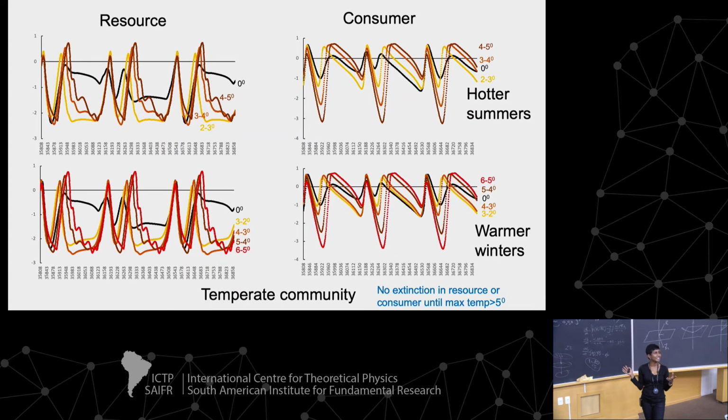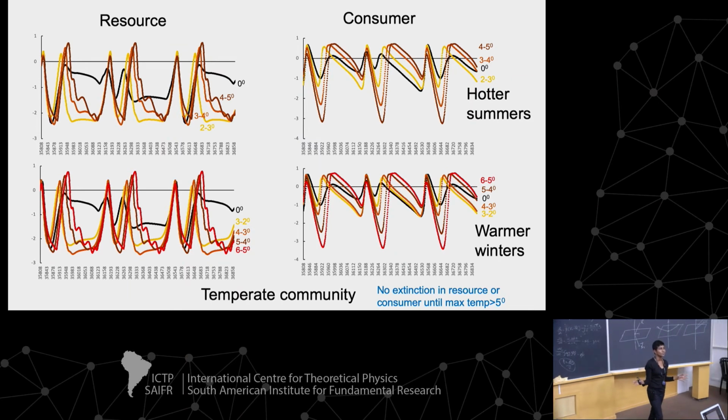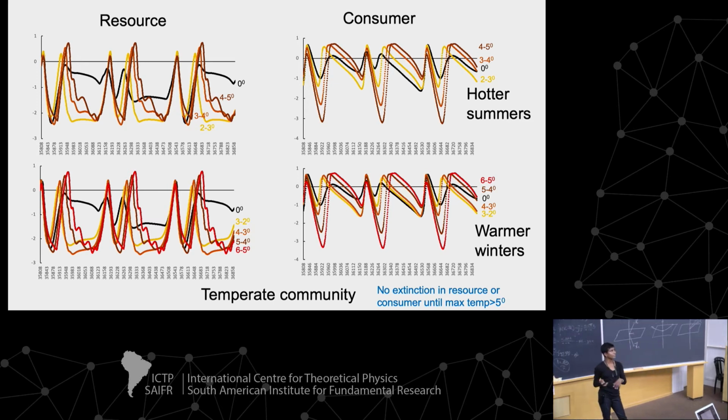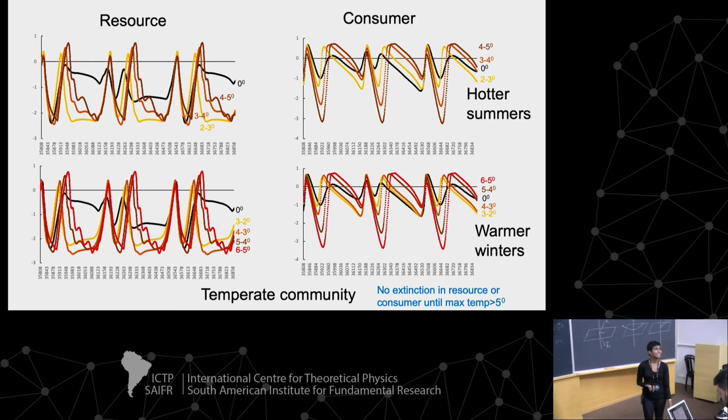They fluctuate seasonally or with some periodicity, but you don't see a signature of the kind of dynamics you see here, which is the exact same diagram for a temperate community. So here, again, resource consumer, hotter summers, warmer winters. You do not see any deterministic extinctions in either the resource or the consumer, but you can see that both species exhibit extreme fluctuations in abundance.